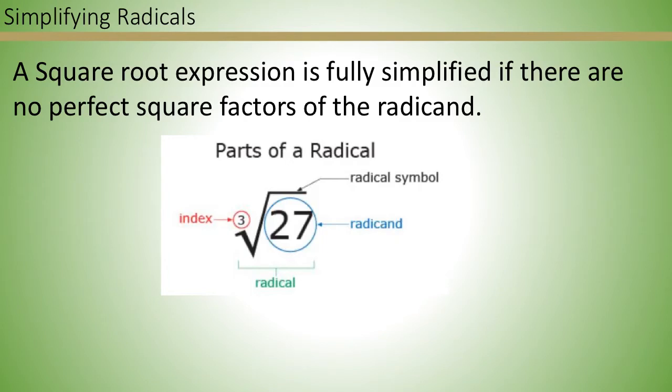Okay, so just a reminder, a square root expression is fully simplified if there are no perfect square factors of the radicand. In the previous lesson we simplified radicals by finding the prime factorization. Today we're going to find the biggest perfect square that divides it and break it down this way. After today, you'll be able to choose which method you prefer. If you want to use the prime factorization, that's fine, or if you want to use this list of perfect square factors, you can use that as well.